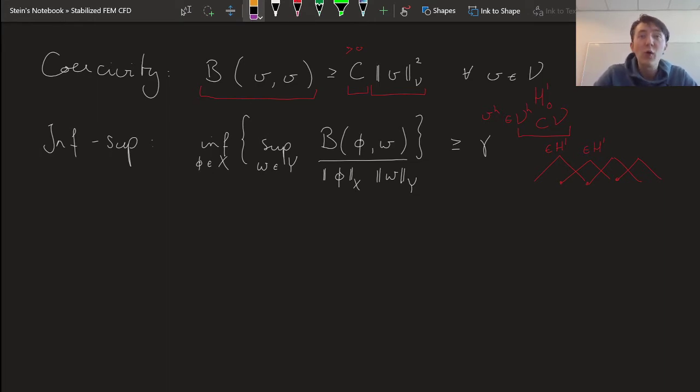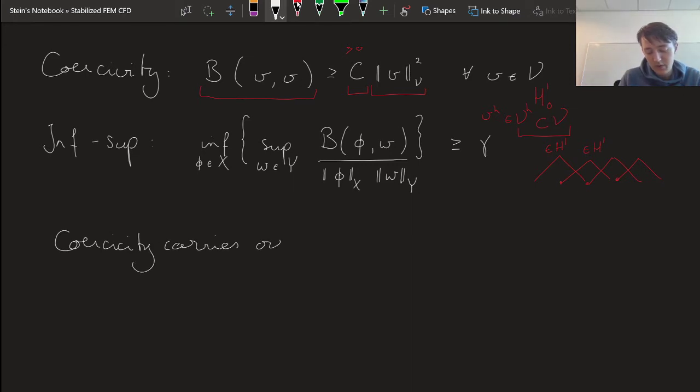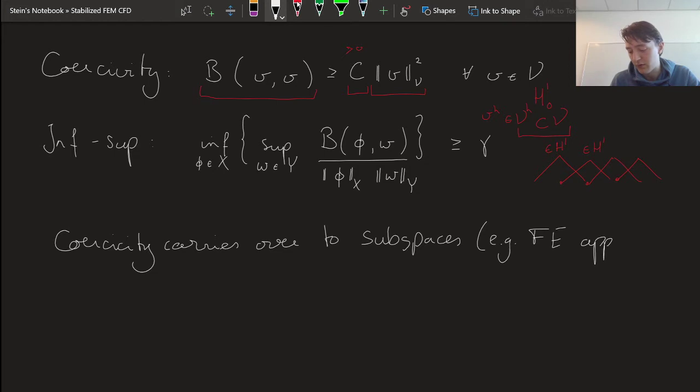So that means that coercivity carries over to approximation spaces. Or let me say, coercivity carries over to subspaces, such as finite element approximation spaces.